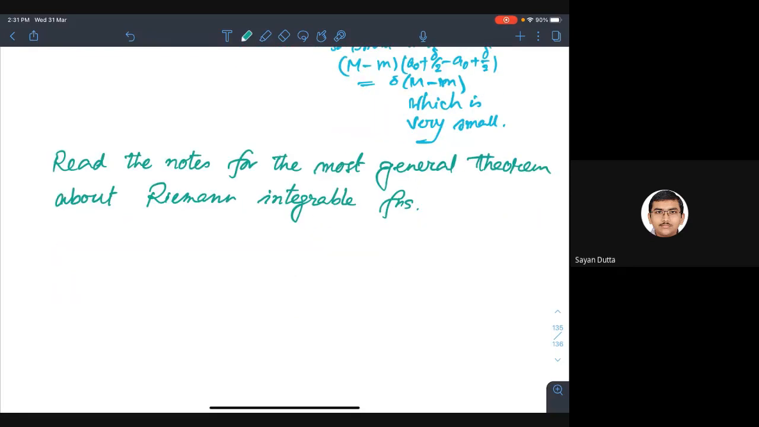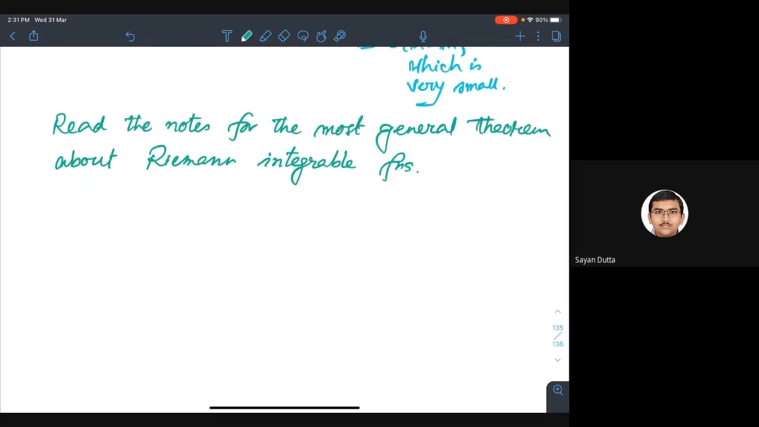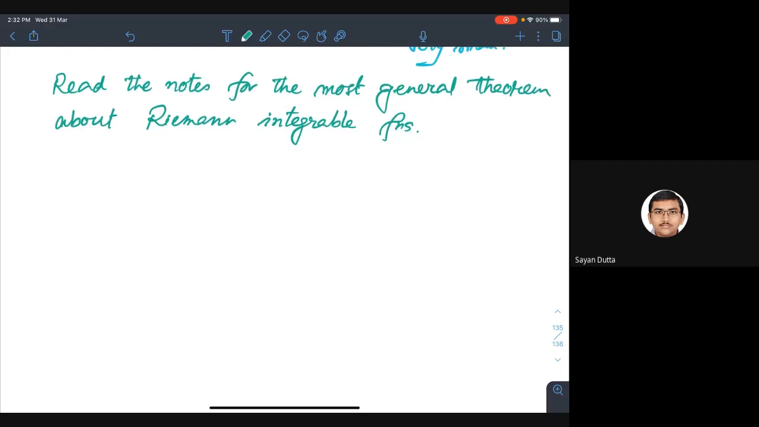Well, I'll upload all the notes today itself. But let me give one other kind of function composition, when a composition of functions is Riemann integrable. So before that, let me state the following fact, which is easy to prove.